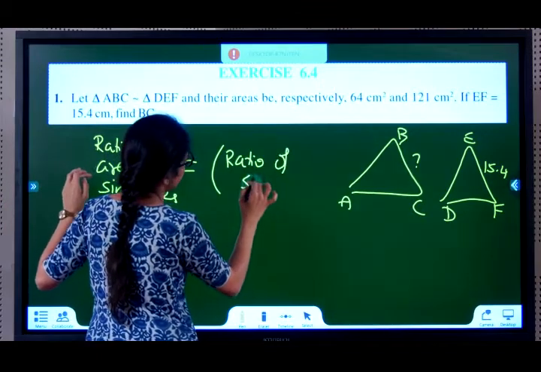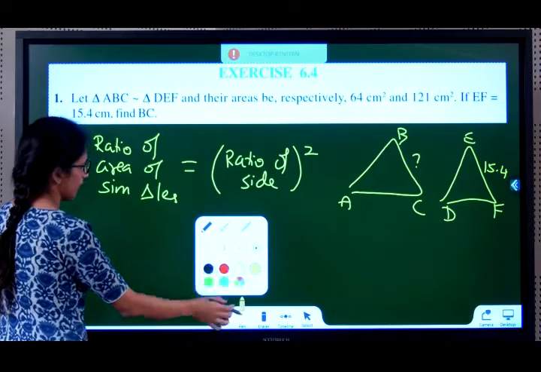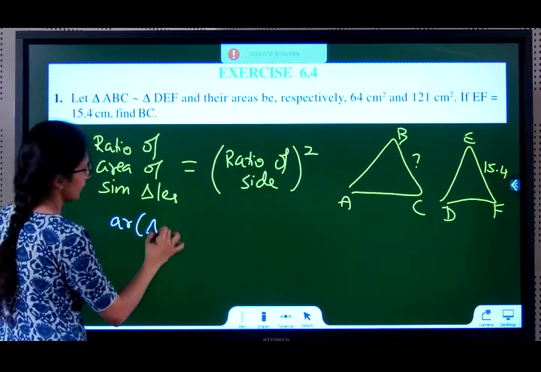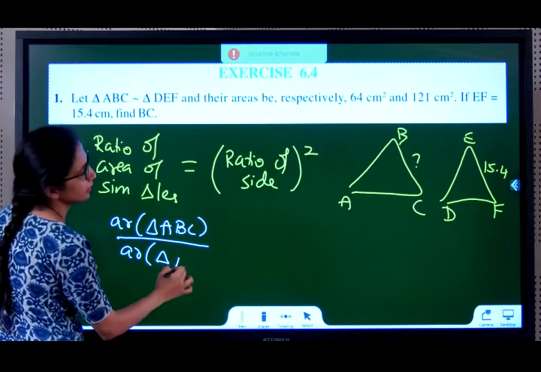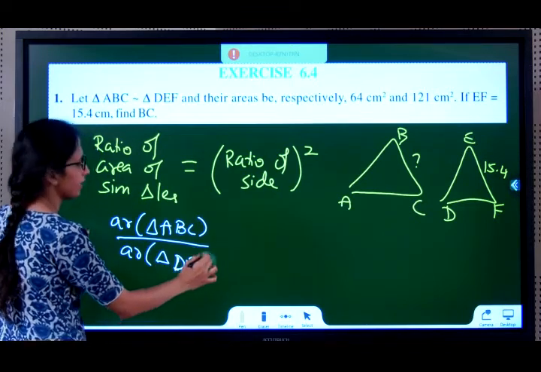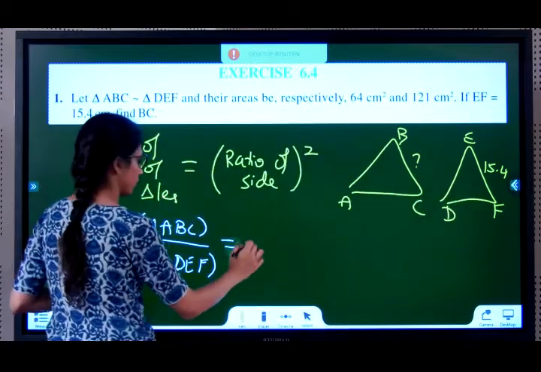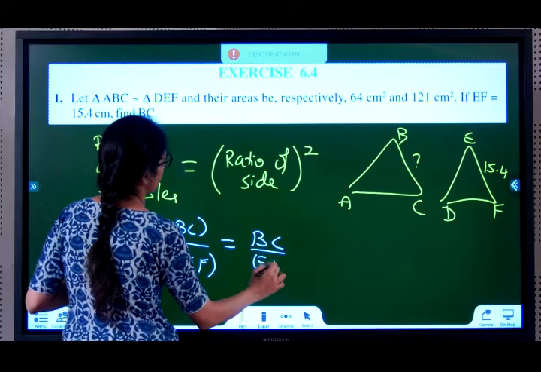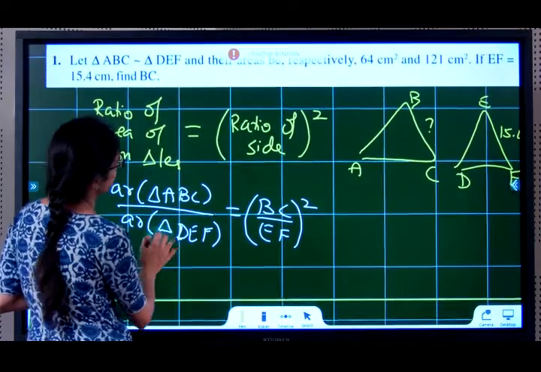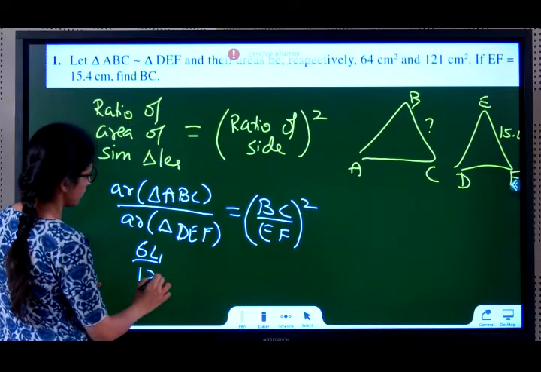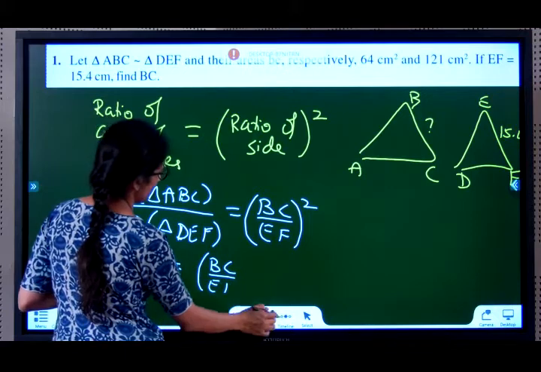Okay, so we know that ratio of areas of similar triangles is equal to ratio of sides squared. That's by the theorem. So I can therefore say area of triangle ABC by area of triangle DEF. You can take any one set of corresponding sides. I'll take BC and EF. You can take more than that also. Since we have only this much to do, we will take this. Square. They have given ABC is 64. 64 by 121 is equal to BC by EF squared. EF is what?